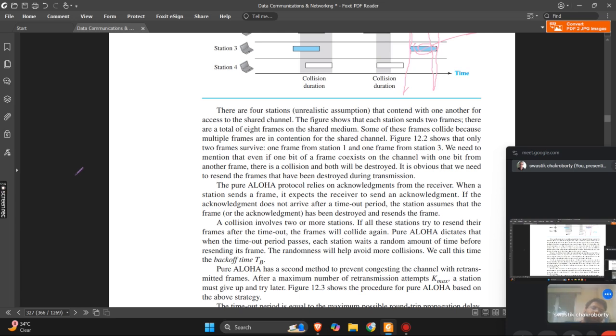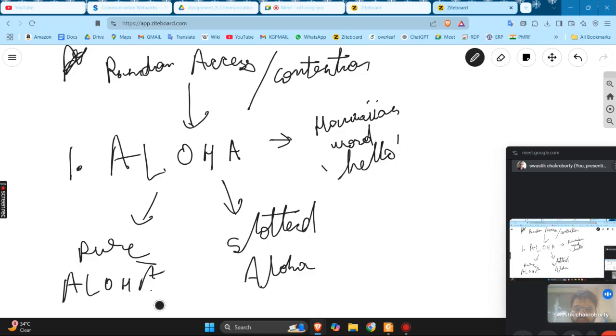Now how does this pure ALOHA algorithm work? Because simply sending when you want to send is chaos. It is not an algorithm. So the pure ALOHA algorithm has some feedback, and that feedback is the acknowledgement from the receiver. Pure ALOHA solely works on acknowledgement from the receiver. This is the only collision control mechanism it has in itself.